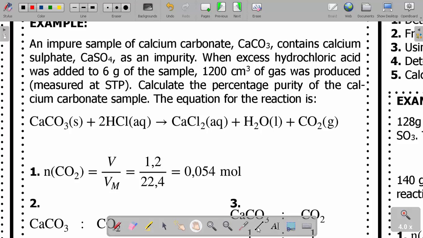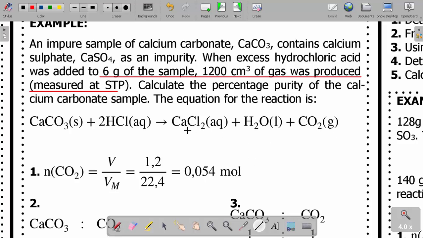I repeat, the question says that an impure sample of calcium carbonate contains calcium sulfate as an impurity. When excess hydrochloric acid was added to a 6 gram sample, 1200 cubic centimeters of the gas was produced, at STP. Then they say go ahead and calculate the percentage purity of the calcium carbonate sample. So look here: calcium carbonate plus hydrochloric acid gives calcium chloride plus water plus carbon dioxide gas.